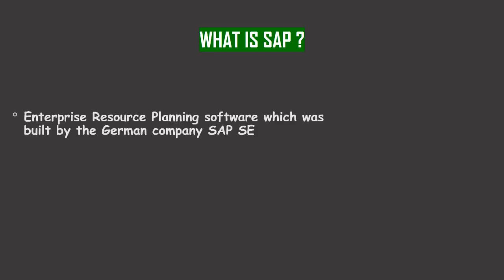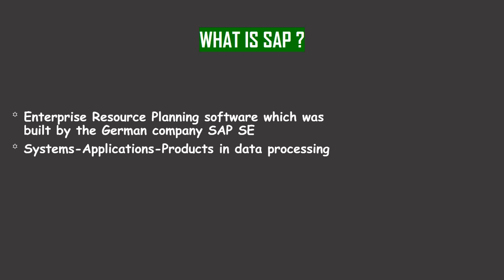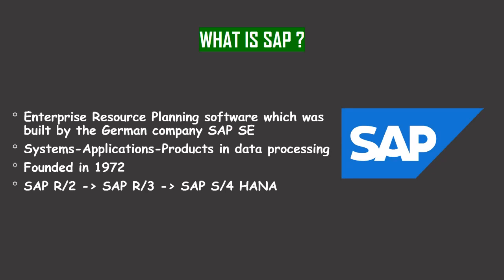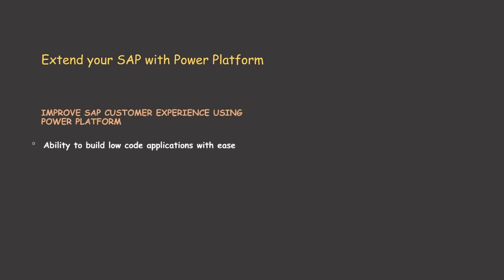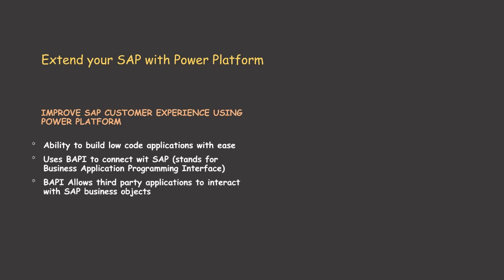So what is SAP? Let's look at the SAP. SAP is an enterprise resource planning software, which was built by the German company SAP SE, and it stands for Systems, Applications, and Products, founded in 1972. Now, if you look at SAP S/4HANA, that's the main one. If you notice these days, it's R/2 to R/3 to S/4HANA. And there's a lot of things that you can do in SAP as well, similar to F&O and Business Central. Let's look at what we can do with SAP.